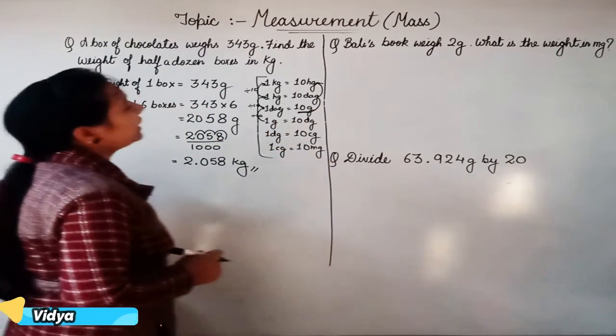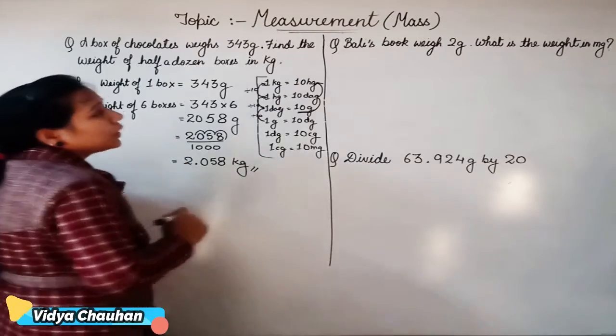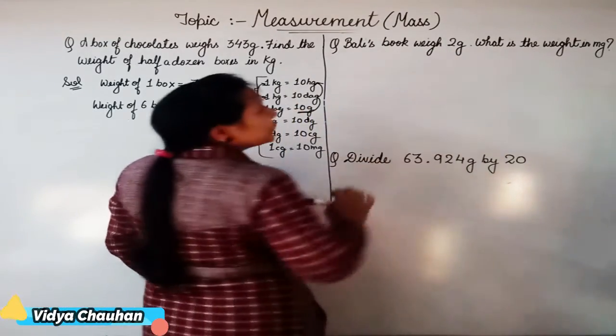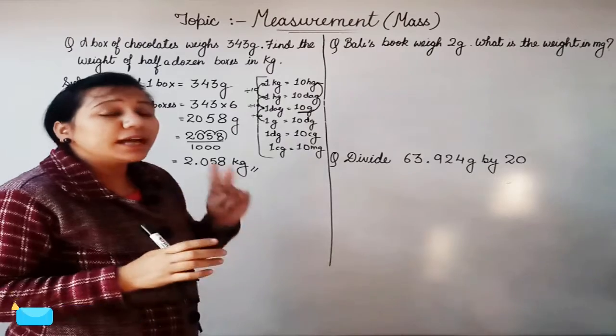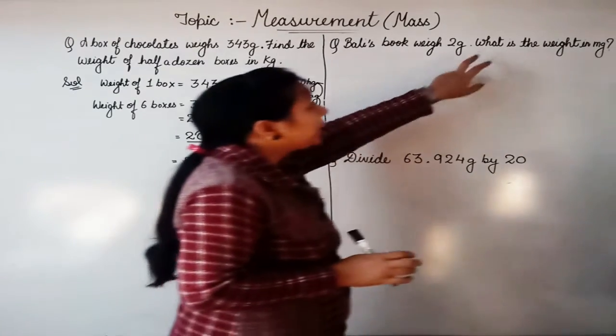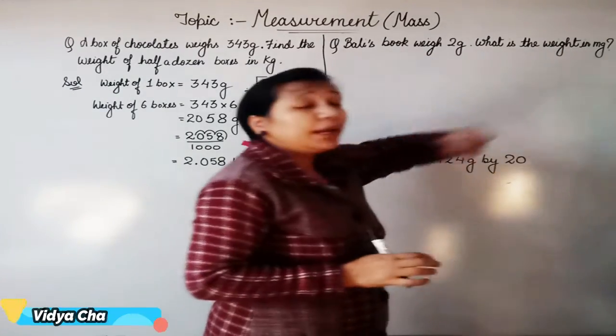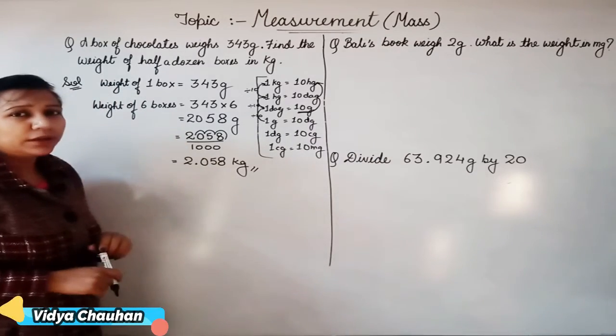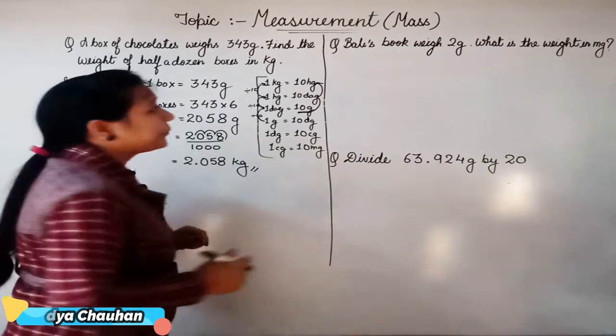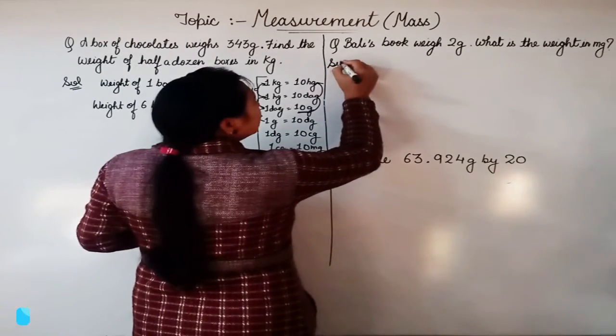The second question says, Bali's book weighs 2 grams. So Bali has a book and the weight of that book is actually 2 grams only. What is the weight in milligram? So what will be the weight of the same book in milligram? So now the solution will begin like this.